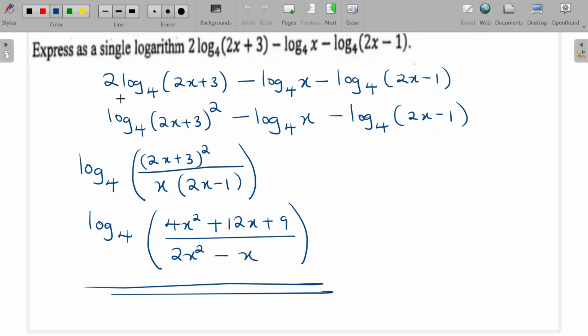Looking at all these logarithms here on top, you can check them out. They all have the base 4, so there is no need of changing the base on any. Now, since we have to put it as a single logarithm, we don't need to have numbers in front of these numbers.